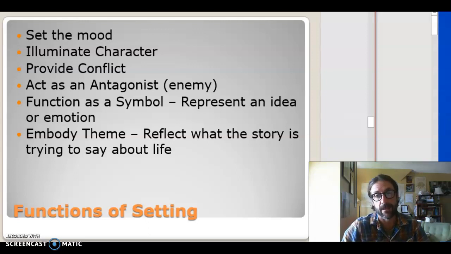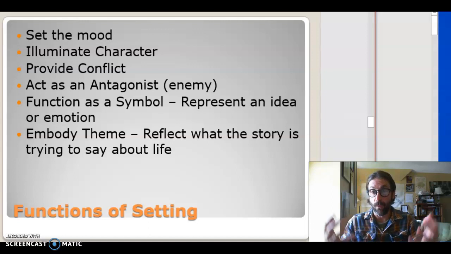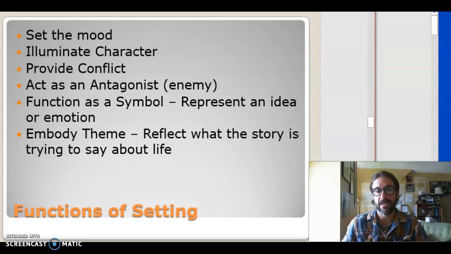Finally, the setting can embody theme, and that can reflect what the story is trying to say about life. Again, if we go back to the Interlopers, the way that ends, with wolves coming down the hill, and really ending that generation of the dispute, tells us something about what Saki might have been trying to suggest in writing the story and ending it that way. So those are some setting ideas.